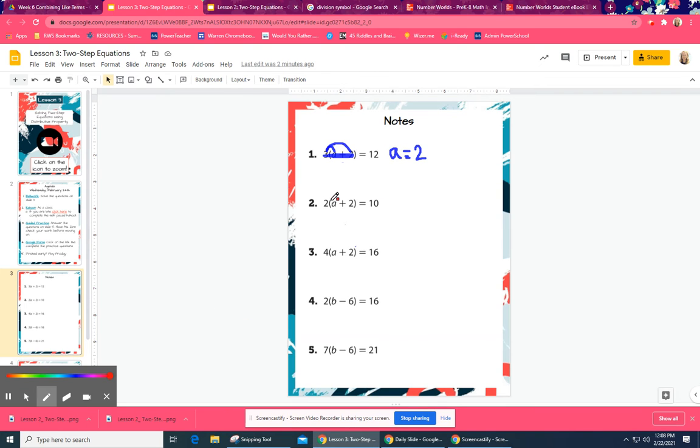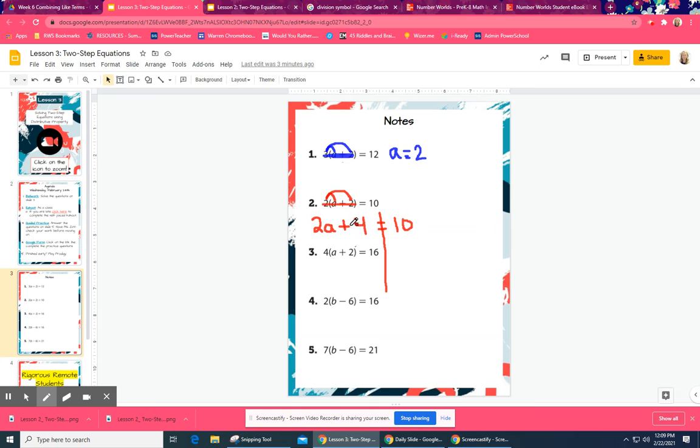All right, so on number 2, distribute the 2 to both of the numbers in the parentheses. 2 times a is just 2a, plus the sign in the middle will stay the same, and then 2 times 2 equals 4. I have condensed that into 2a plus 4, and I'm going to add the equals 10 onto the end. Now I can solve it.